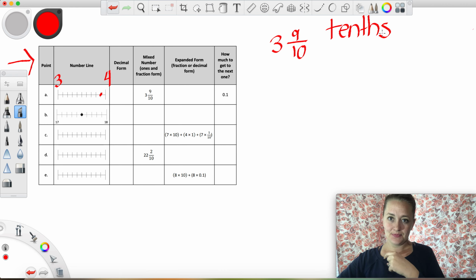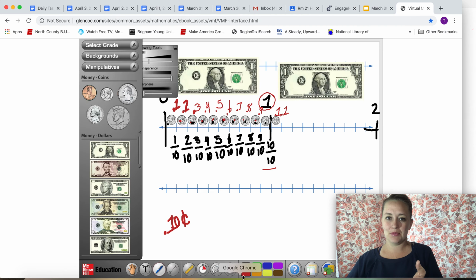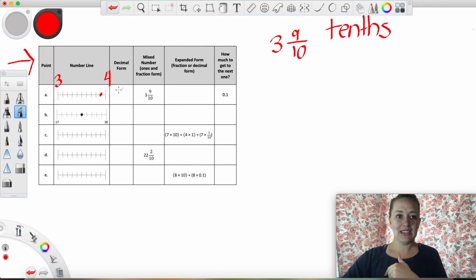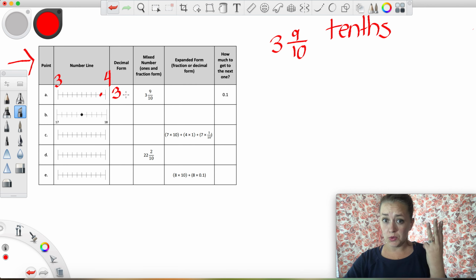Tenths. Okay. Well, our next question is saying, well, what does that look like as a decimal? Let's go back to our number line. I've got 9/10. And what does it look like? Oh, it's our decimal point and then a 9, 9/10. So that makes it really easy, because as a decimal form, I would say it's 3. I still have 3 wholes, and then 9/10, and that's my decimal.